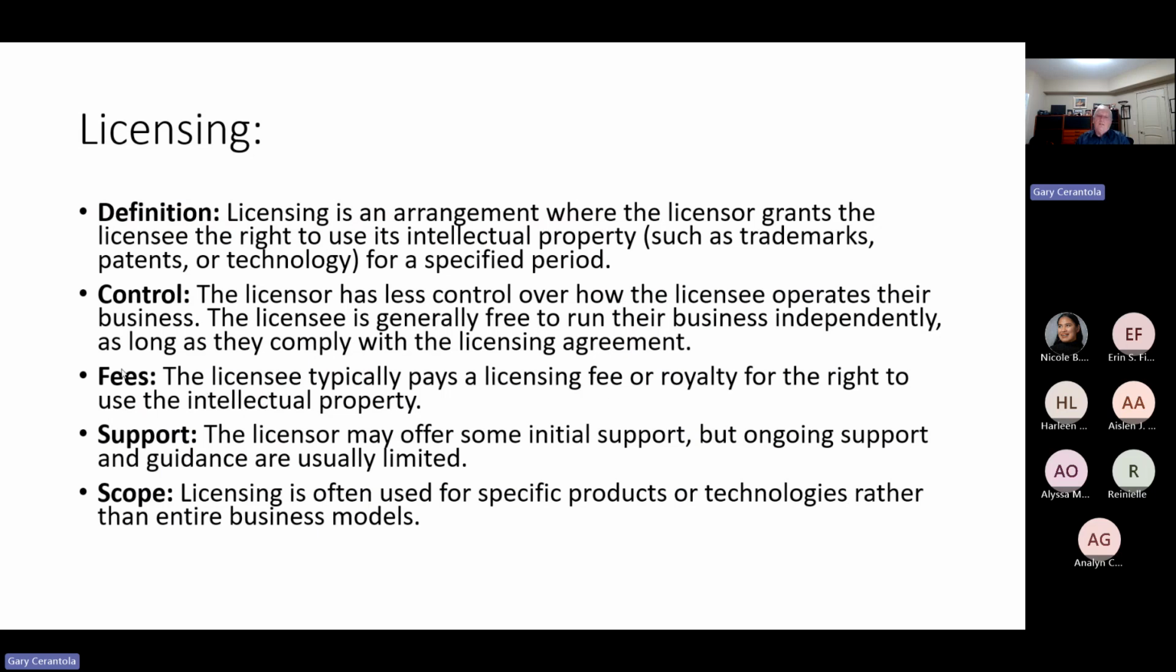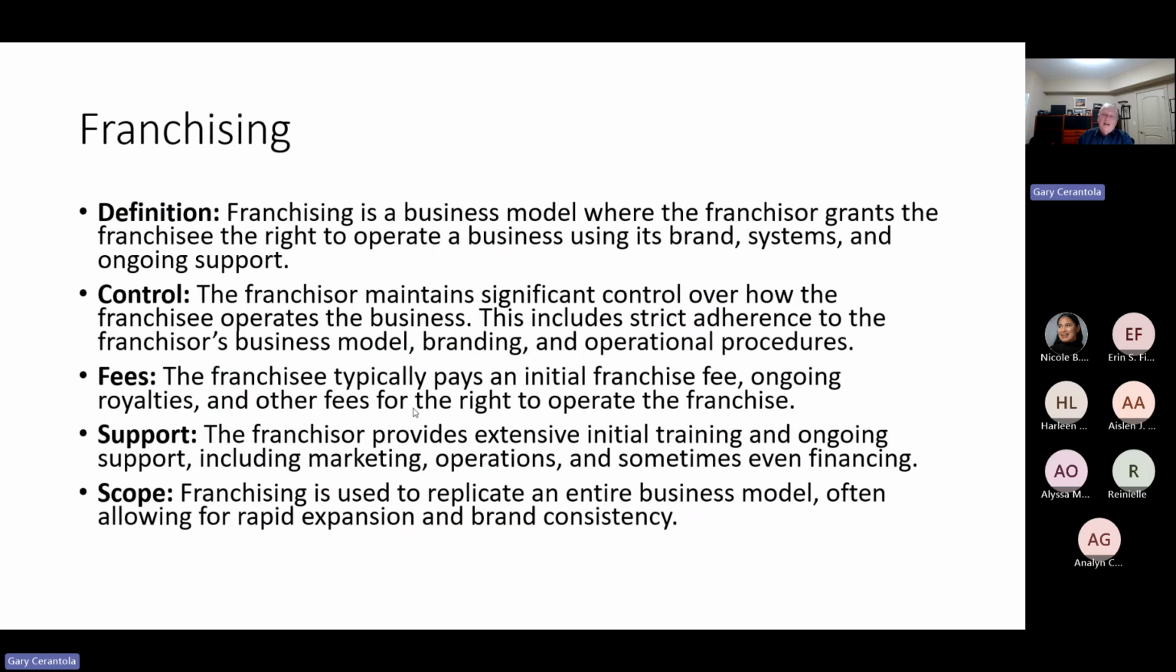So if you're going to go into another country, you're not going to have all that risk of not understanding the lay of the land in terms of business. You find an agent that does know the lay of the land, and you can still make a lot of money, right? The licensor will support the licensee with guidance or technical support. Normally on the scope, licensing is often used for specific products or technologies. That's different from franchising, because franchising involves a lot more control.